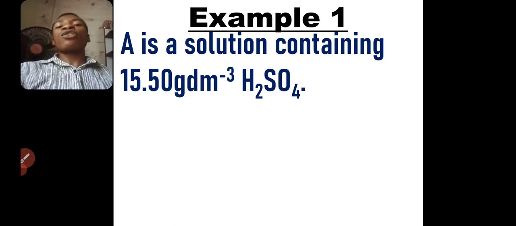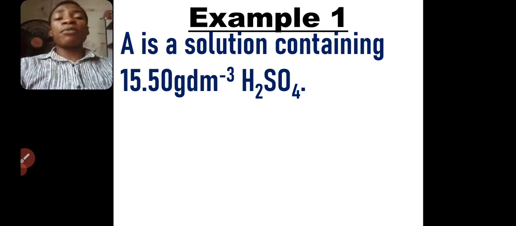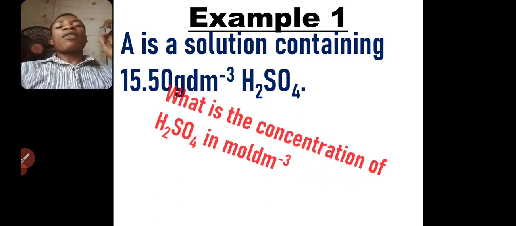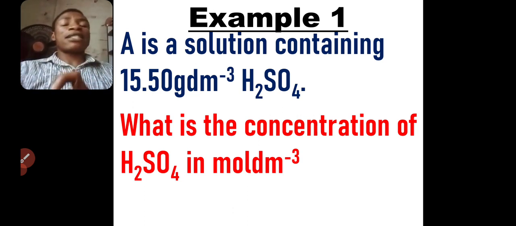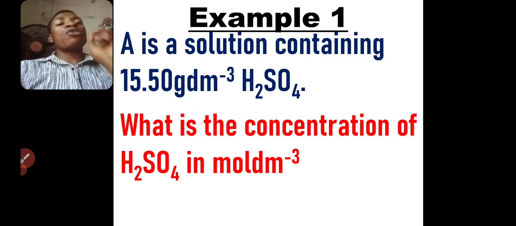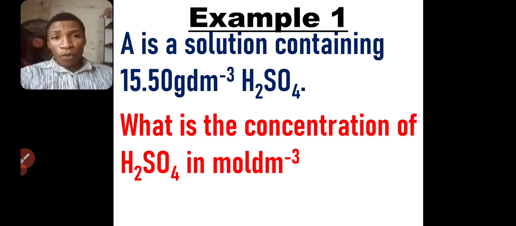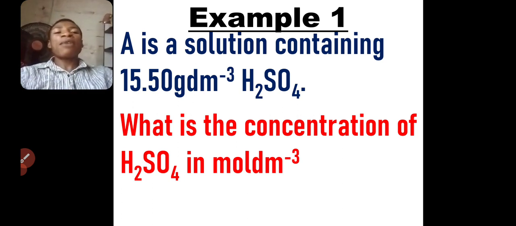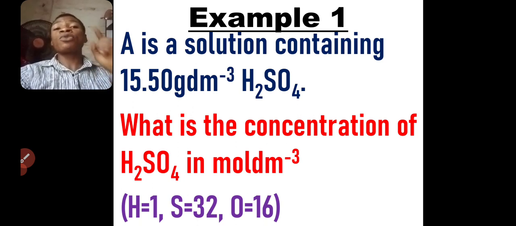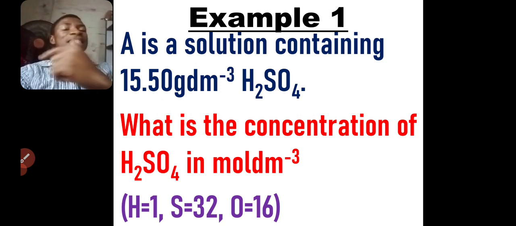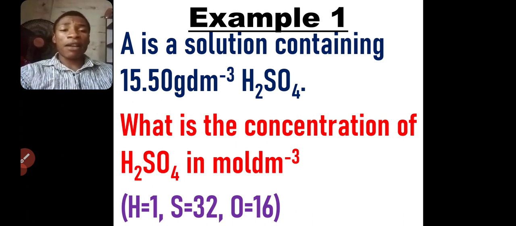Let's see one first example. A is a solution containing 15.50 gram per dm cube H2SO4. What is the concentration of H2SO4 in mole per dm cube? Remember, conc in mole per dm cube is similar to molar concentration, which you also call molarity. We need the values of atomic masses of hydrogen, sulfur and oxygen, because we will need them to calculate the molar mass in the equation that we saw earlier. H is 1, S is 32, O is 16. You will always be given these constants whenever you need to use them.